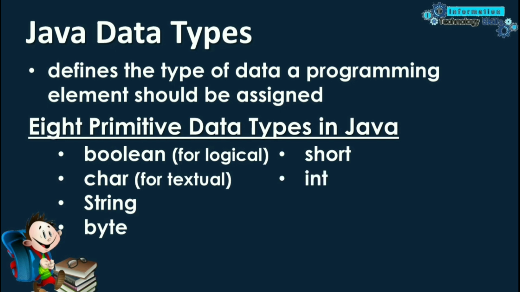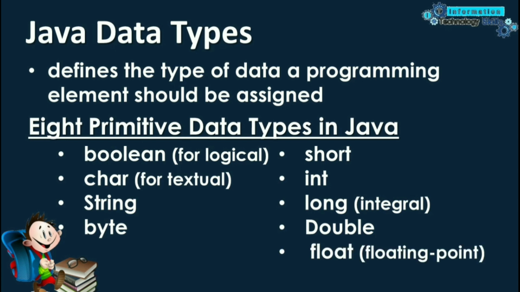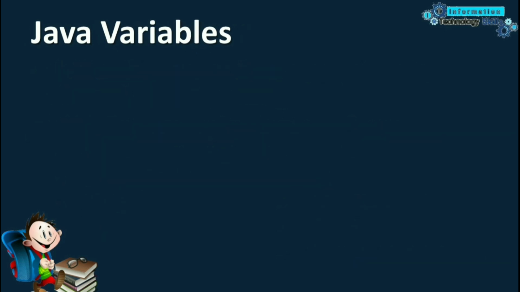We have int for integers or whole numbers. We have long for longer numbers. We have double for decimals. And we also have float for floating point numbers. Okay? These data types will be discussed further as we go on with our program later. We will discuss them later, so stay tuned, guys.